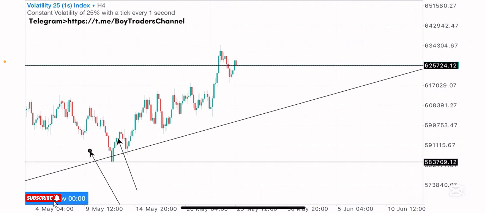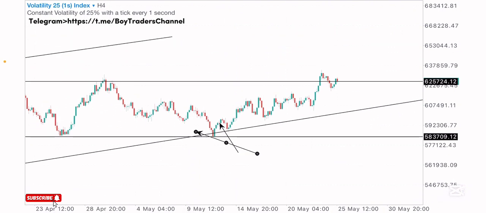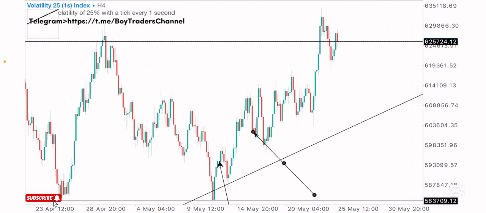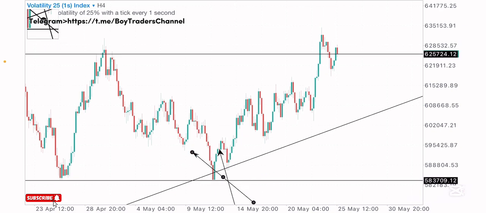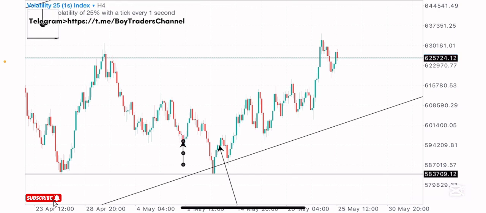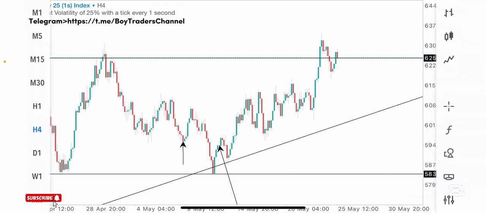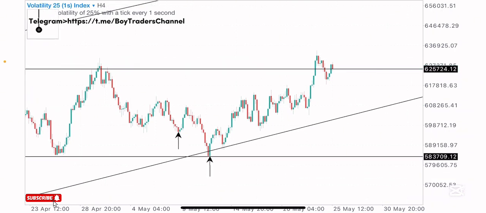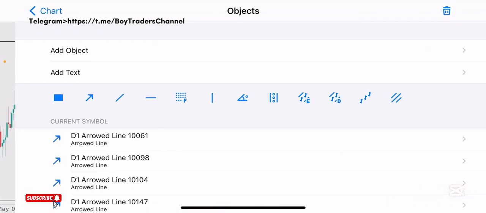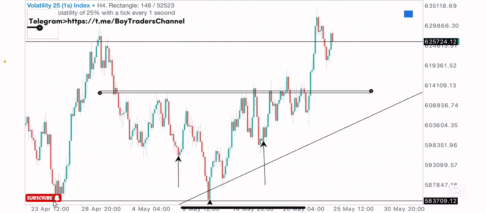Analyzing further to the 4-hour time frame, you can see that price formed a similar inverted head and shoulders pattern formation, like the one forming on the daily time frame, with the left shoulder at that point. Let's put it out. The head formed here and the right shoulder formed at this point, with the neckline here. On every reversal pattern formation, there's a neckline.